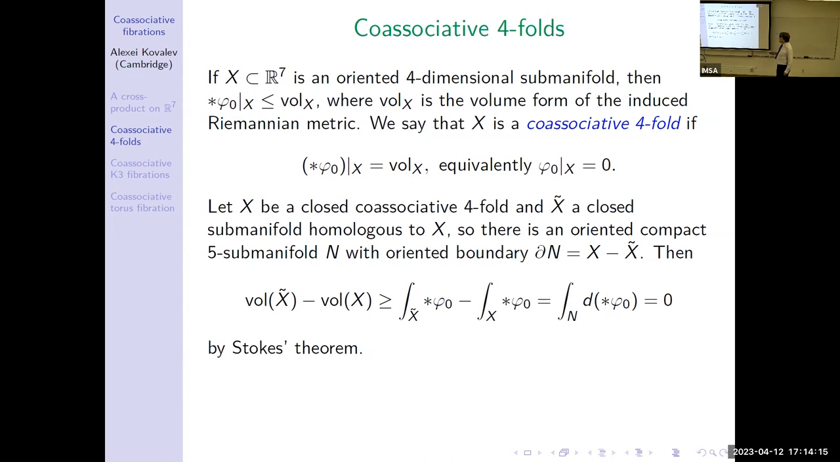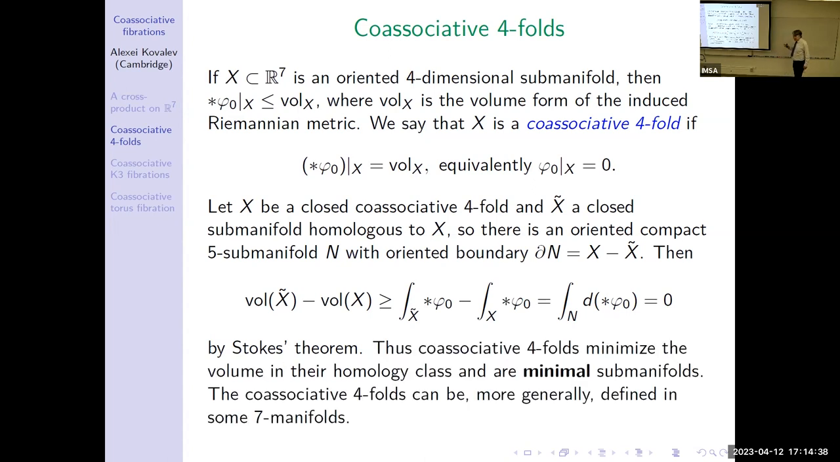So this basic calculation shows that the co-associative submanifolds will always have the smallest volume among all those that define the same cycle. So equality occurs precisely when the other submanifold is also co-associative. So they are volume minimizing. In particular, they should be minimal. Now, this doesn't work very well on R7, like I said before, I'm slightly cheating here. But if instead of R7, we start considering more general manifolds with non-trivial topology, this displayed calculation will still make sense. And we'll get, therefore, this distinguished class of four-dimensional submanifolds, which will be minimal.